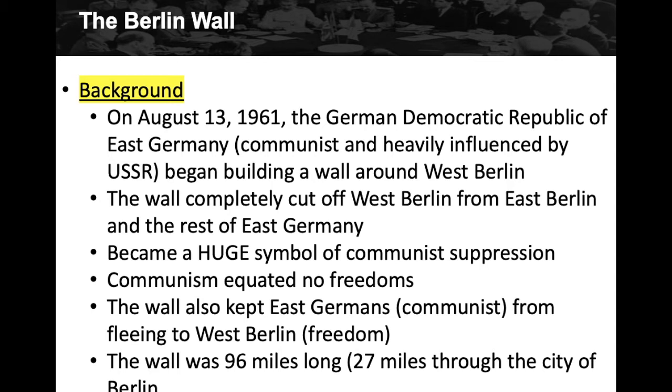The wall also kept East Germans, communists, from fleeing into West Berlin, which was free. West Berlin was democratic, so if someone under communist East Germany could get into West Berlin, they could basically live in a democracy. They could have the bells and whistles of a democracy, the freedoms of a democracy. So the wall sealed them off. The wall was 96 miles long, and 27 miles of that was through the city of Berlin.